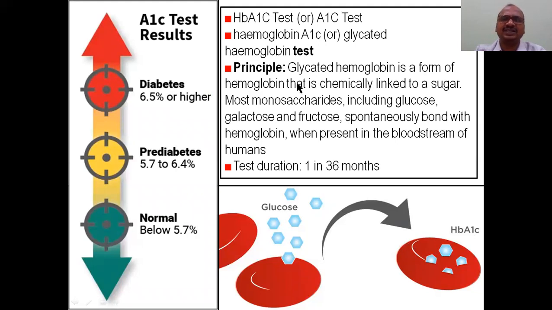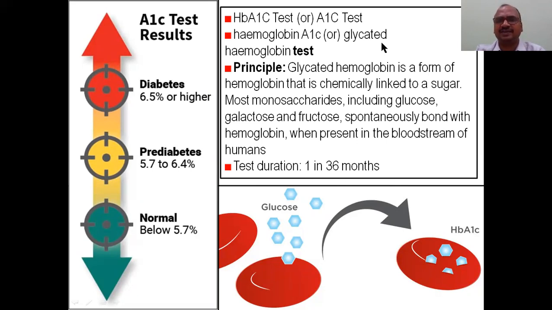Okay. What is the principle here? It reflects the blood sugar over time. Test duration: you can undergo this test either one time in 3 months or one time in 6 months. That is 3 to 6 months, not 36 months, right?